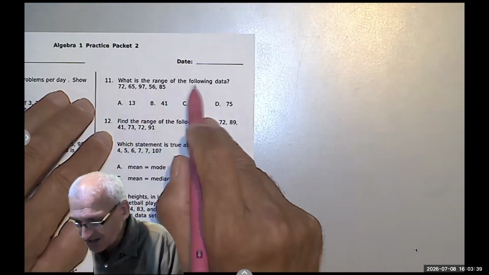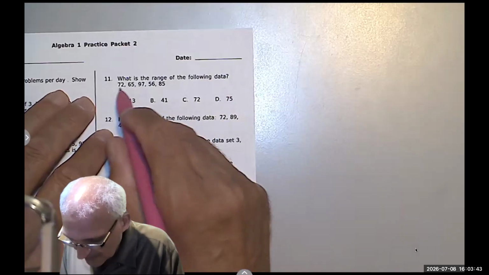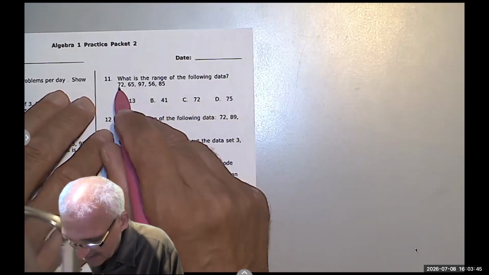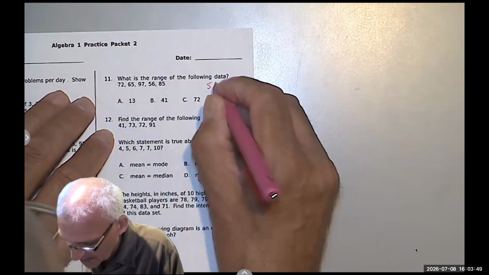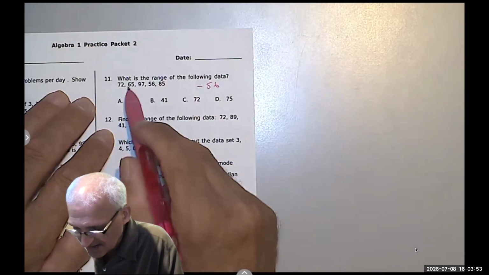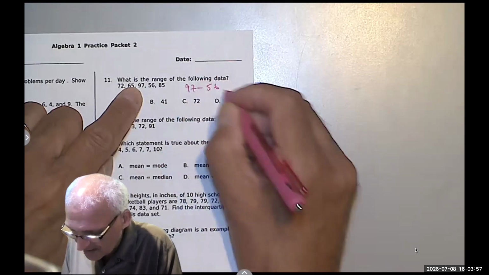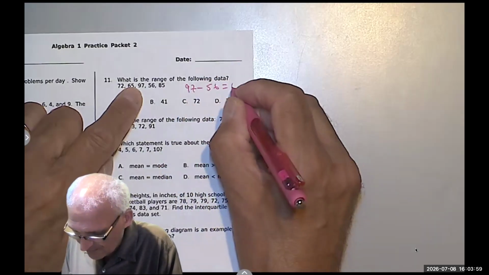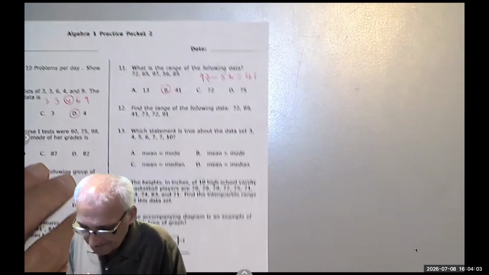What is the range? Range meaning max minus min. If you look at these numbers, you see I have 70s, 60s, 90s, 50s. So 56 is the smallest. I subtract it from the highest. I have 70, 60, 90. There is no other 90, so 97 minus 56, which is 41. So B is the answer.